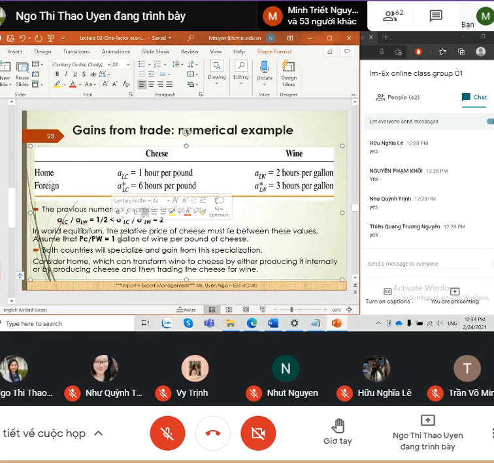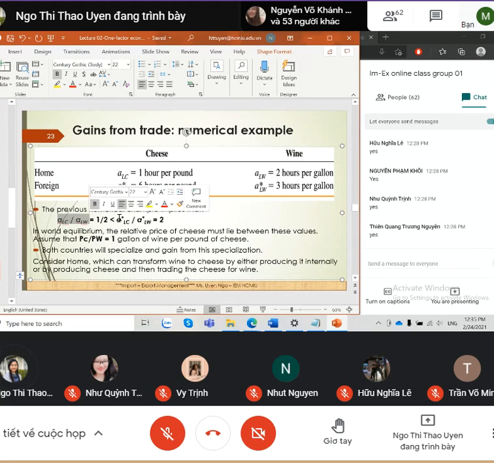And we have this ratio, the opportunity cost of cheese in terms of wine. aLC over aLY is 1 over 2. And for foreign, 6 over 3 is 2. It satisfies the condition that we assumed previously, that home has a lower opportunity cost of cheese in terms of wine than foreign.